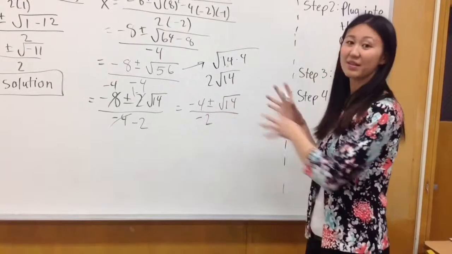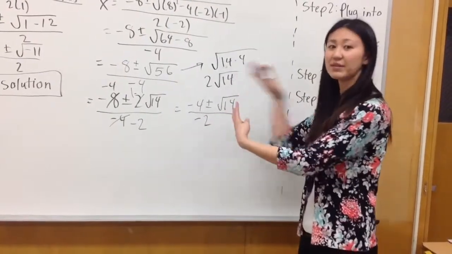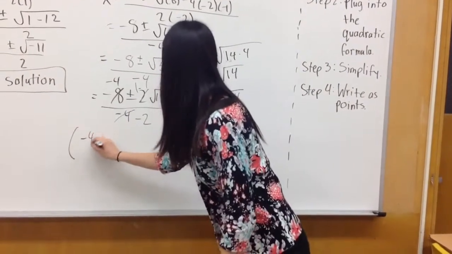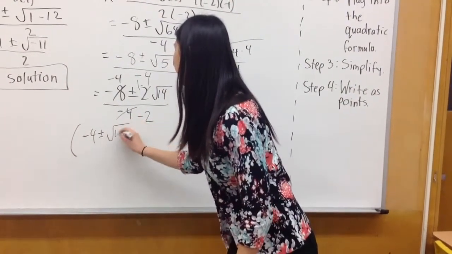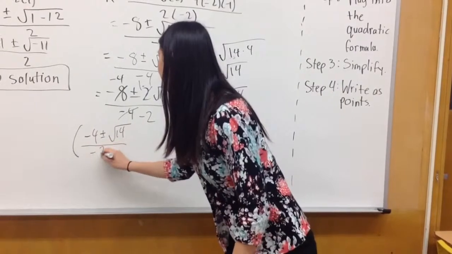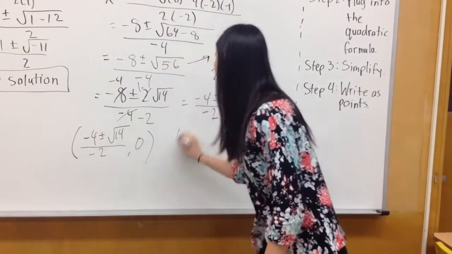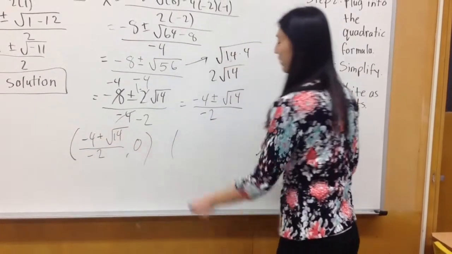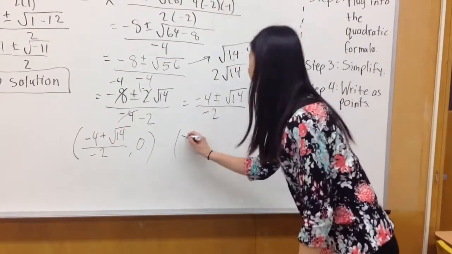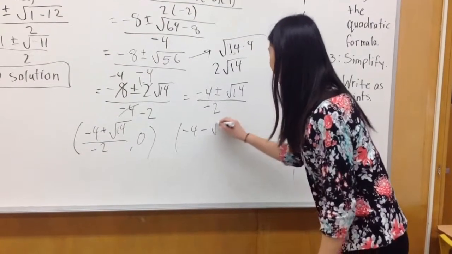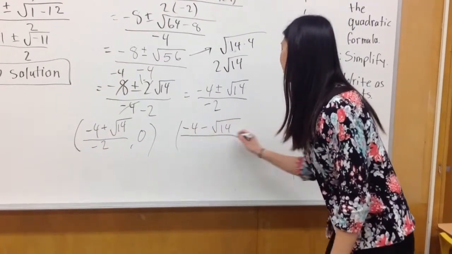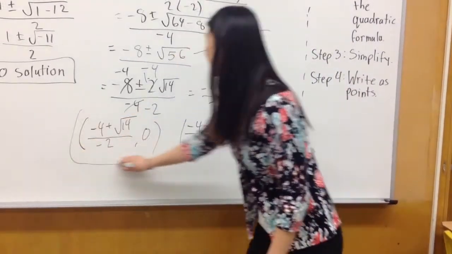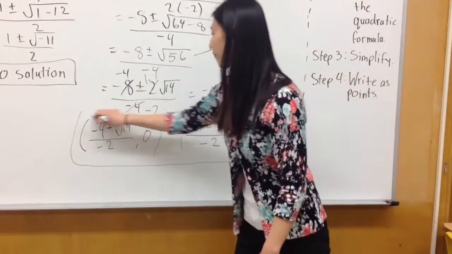Now I'm going to write this as points. So remember, I have it with 0 at the end. So I have negative 4 plus or minus the square root of 14 all over negative 2, comma 0. And then I only want one version at a time. So one's the plus one, and one's going to be the minus one. Okay, all over negative 2, comma 0. So those are my answers.